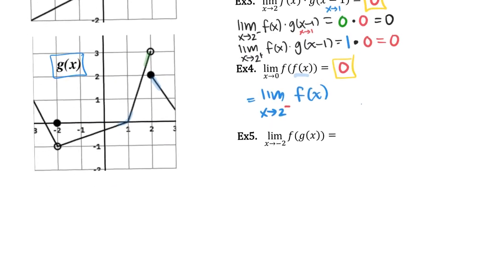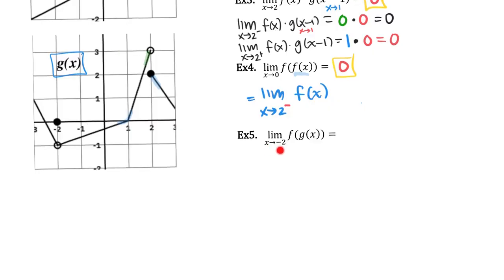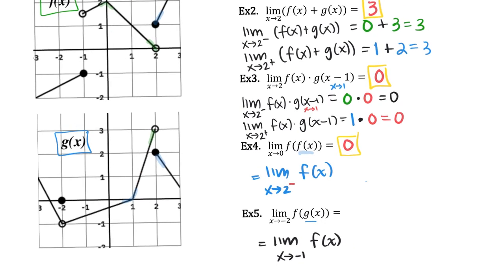Okay, let's look at example 5. The limit as x approaches negative 2 of f of g of x. Okay, let's just start it off like everything's fine. The limit as x approaches negative 2 of g of x. So this is g of x. The limit as x approaches negative 2. Well, it looks like the y value is approaching negative 1. So this is the same as the limit as x approaches negative 1 of f of x. Now let's go back to f of x and see what the limit as x approaches negative 1 is. Oh no, it doesn't exist because it's different from the left and the right.